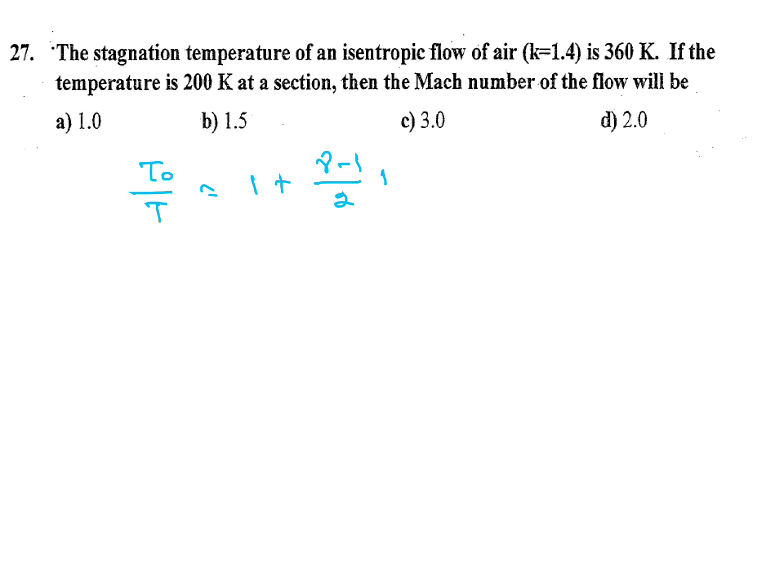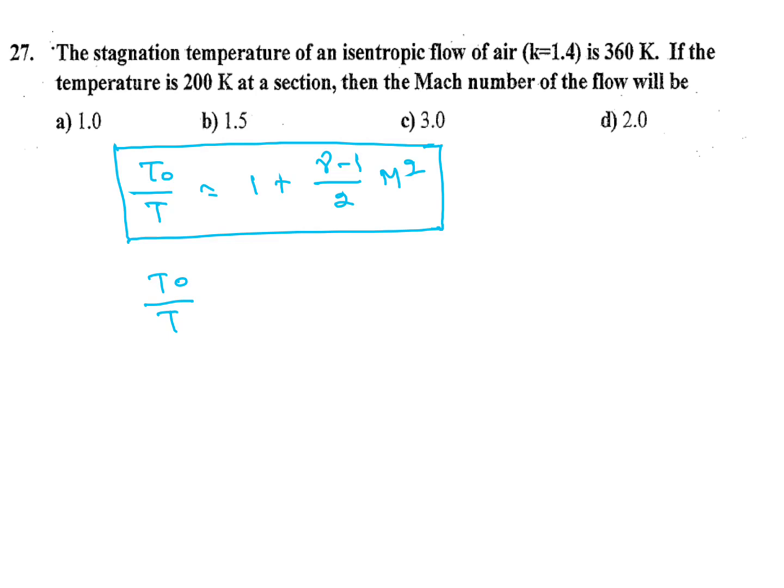This is very important for IAS exams. GATE won't ask you this one, but IAS will ask. For the IAS conventional paper also this is important. And one more thing, this one also is important: T0 by T star equals P0 by P star whole to the power gamma minus 1 by gamma. These two things are important.